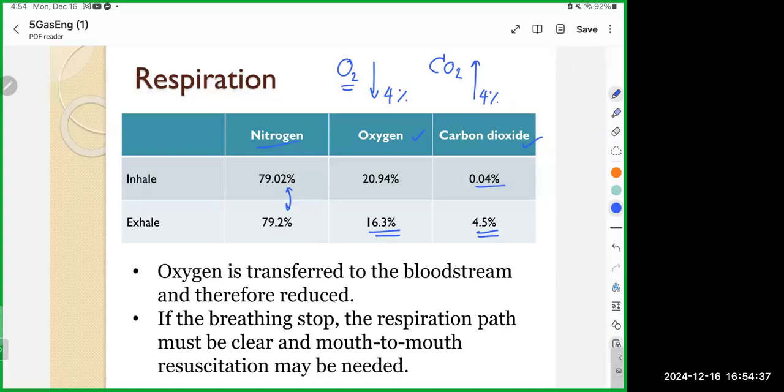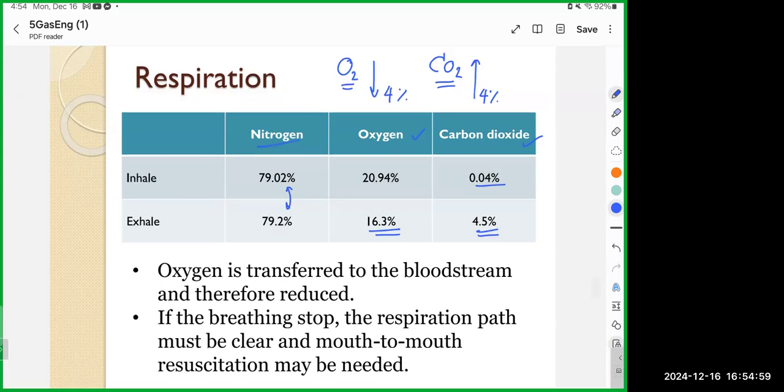Oxygen is lighter than carbon dioxide, which means that the more you breathe, the less weight you get. So you get thinner and thinner if you breathe. Try to breathe and you will get thinner and thinner. Okay.